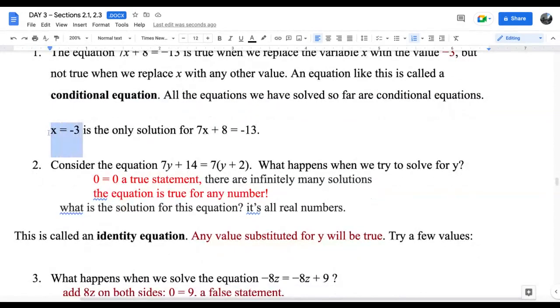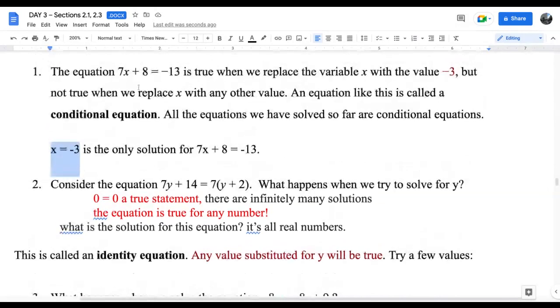So we say x equals negative 3 is the only solution for linear equations. If we have a solution, we can only have one solution. We can solve, right? We can move 8 to the right-hand side, and it becomes negative. So negative 13 minus 8, that's negative 13 plus negative 8, which is negative 21. Then we divide by 7 on both sides. Negative 21 divided by 7 is negative 3.